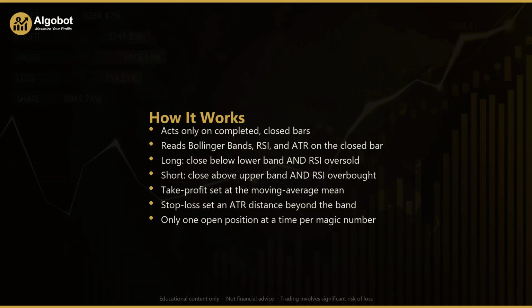The strategy allows only one open position at a time for its magic number, so it will not stack multiple trades on top of each other. It waits for the current position to reach either its take profit or its stop loss before it considers a new signal. There is also a safety check. If the average true range or the bandwidth reads as 0, the strategy simply skips that bar. All of this keeps the logic disciplined and rule-based, which is exactly what helps an expert advisor stay consistent in how it follows its plan.